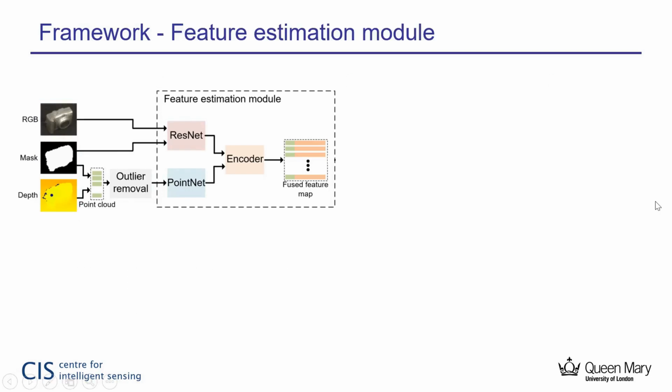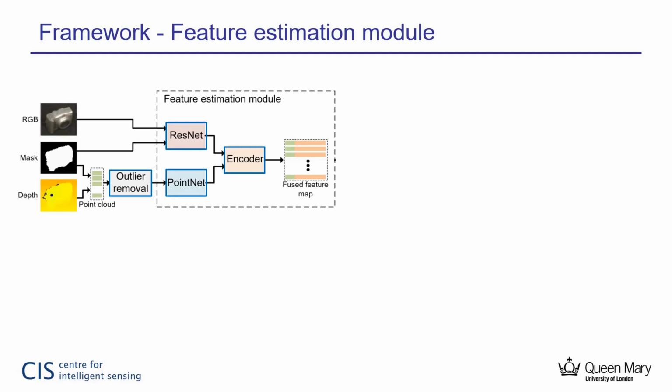We use target mask, depth, and camera intrinsics to obtain the target point cloud. Then, we use Open3D to remove outliers in the point cloud. Following, we use PointNet to obtain geometric features. At the same time, we use ResNet to obtain appearance features from cropped RGB. After that, we use an encoder to fuse appearance and geometry features and obtain a fused feature map.